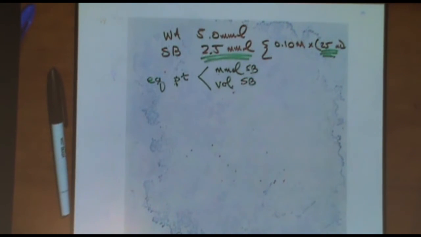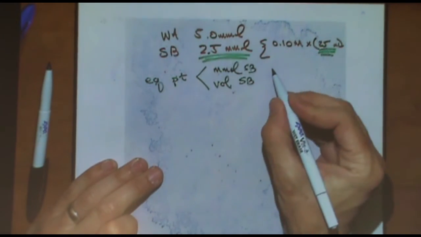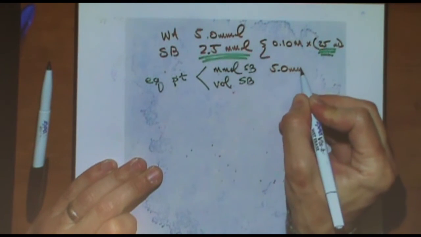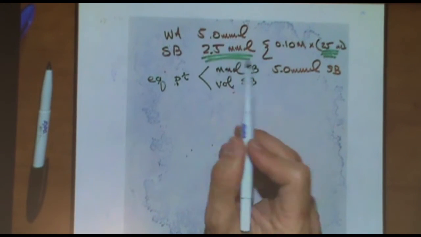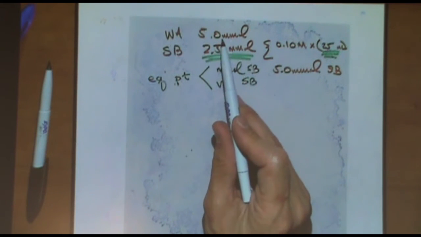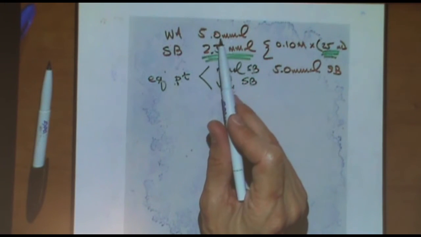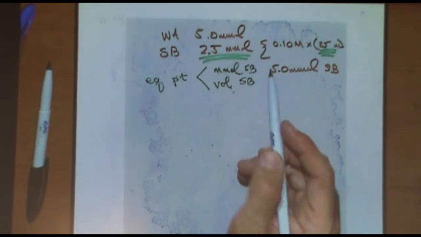Okay, first the millimoles of strong base. What would that be? 5. For the strong base, it's 2.5 was halfway there. When the millimoles of strong base equal the millimoles of weak acid originally, then we're at the equivalence point.